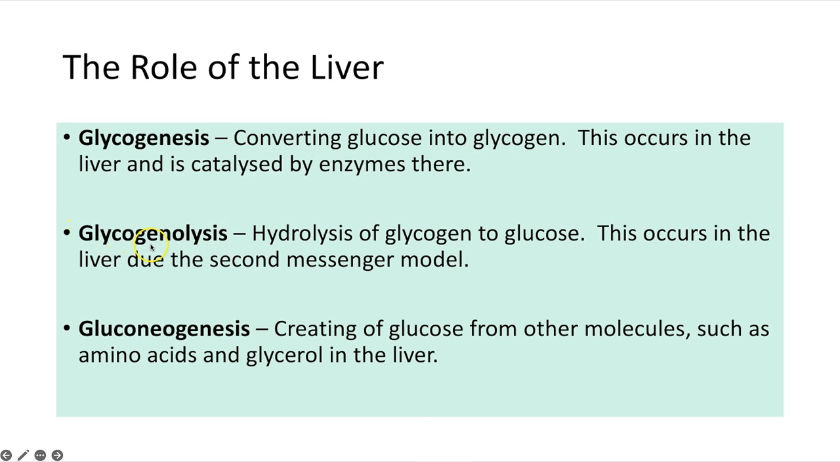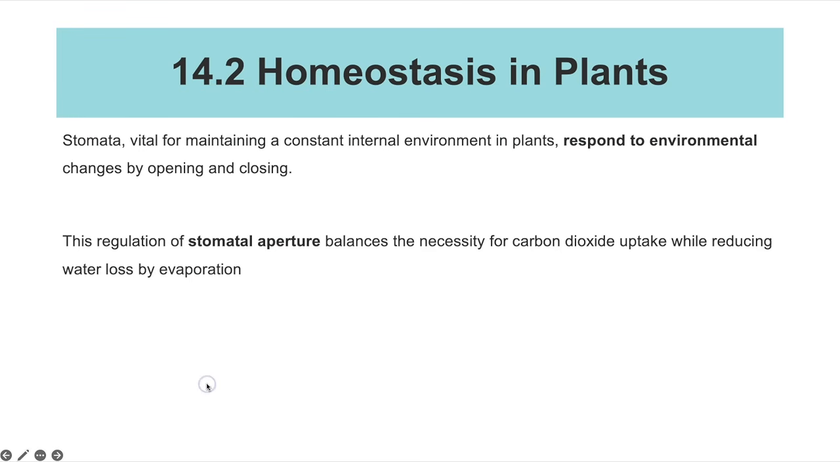Glycogenolysis, we can even see the word glycogen written here, and lysis means to split. So glycogenolysis is the splitting or hydrolysis of glycogen back into glucose. Gluconeogenesis: gluco means glucose, neo means new, genesis means to make. So gluconeogenesis is making new glucose from non-carbohydrate sources, for example, the amino acids from proteins and the glycerols from lipids.